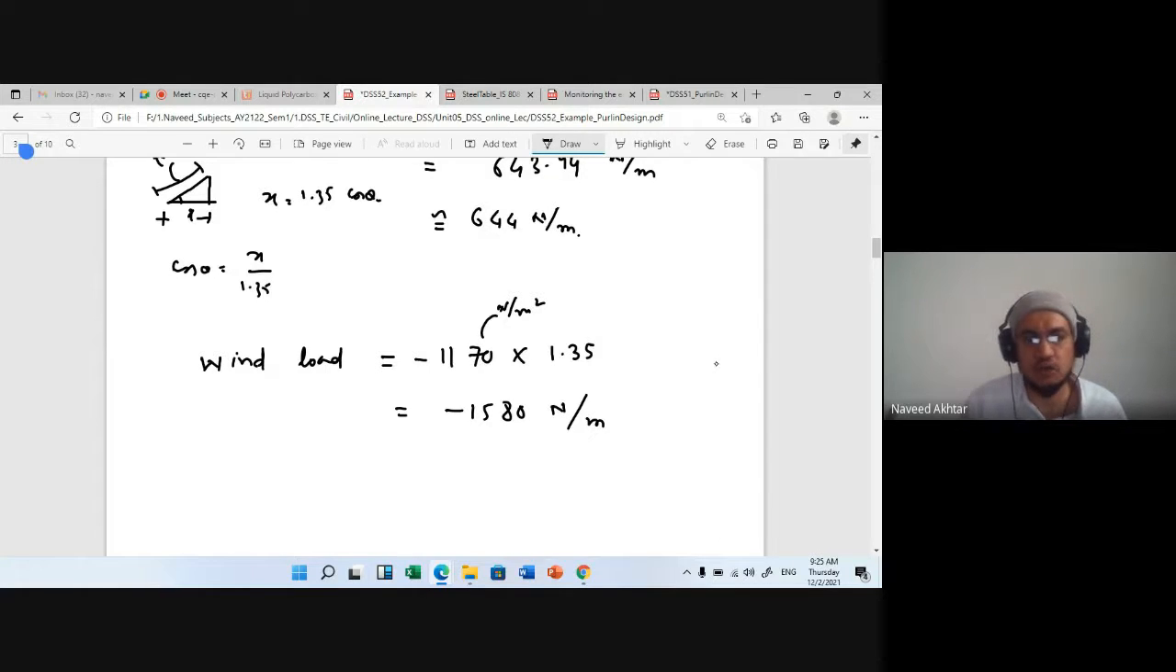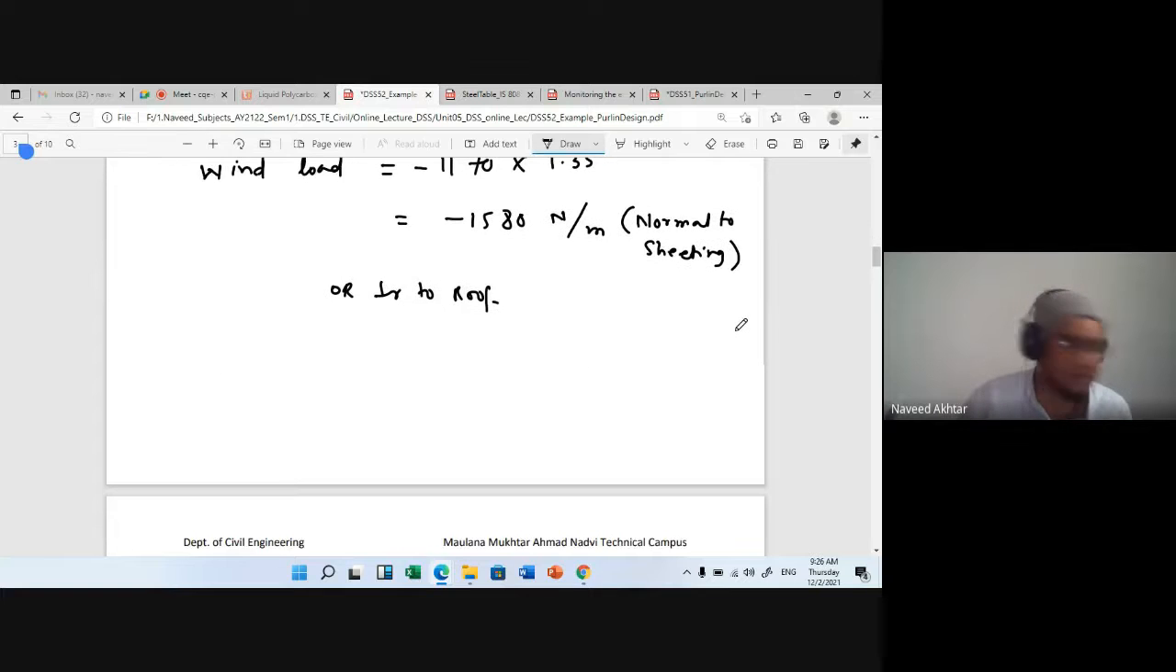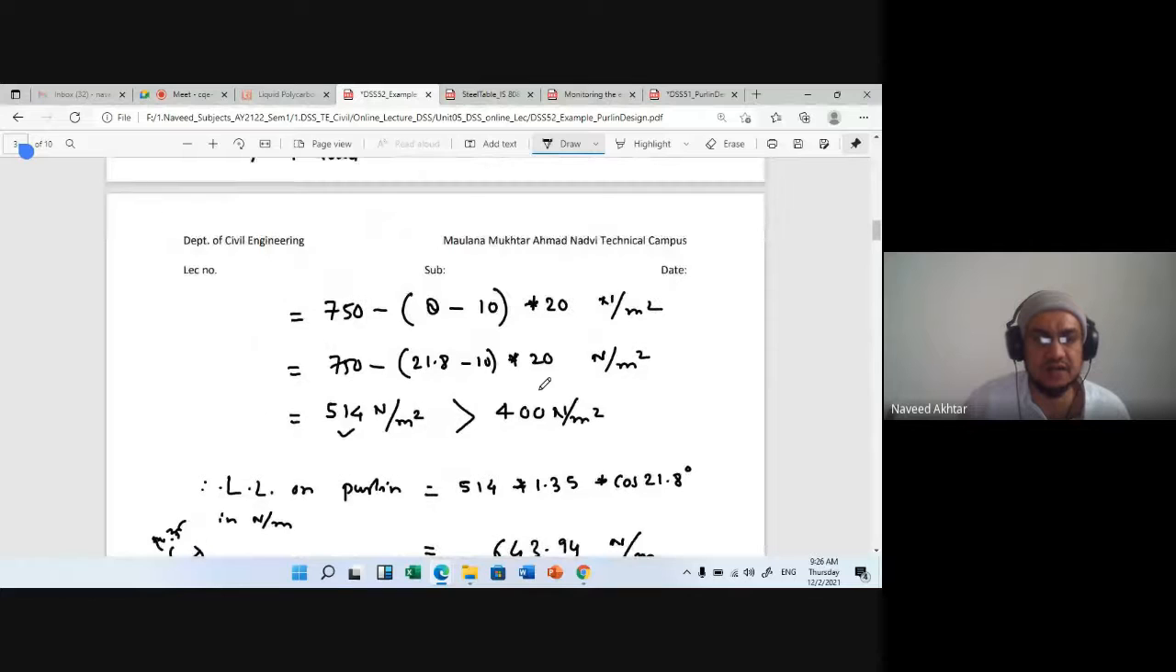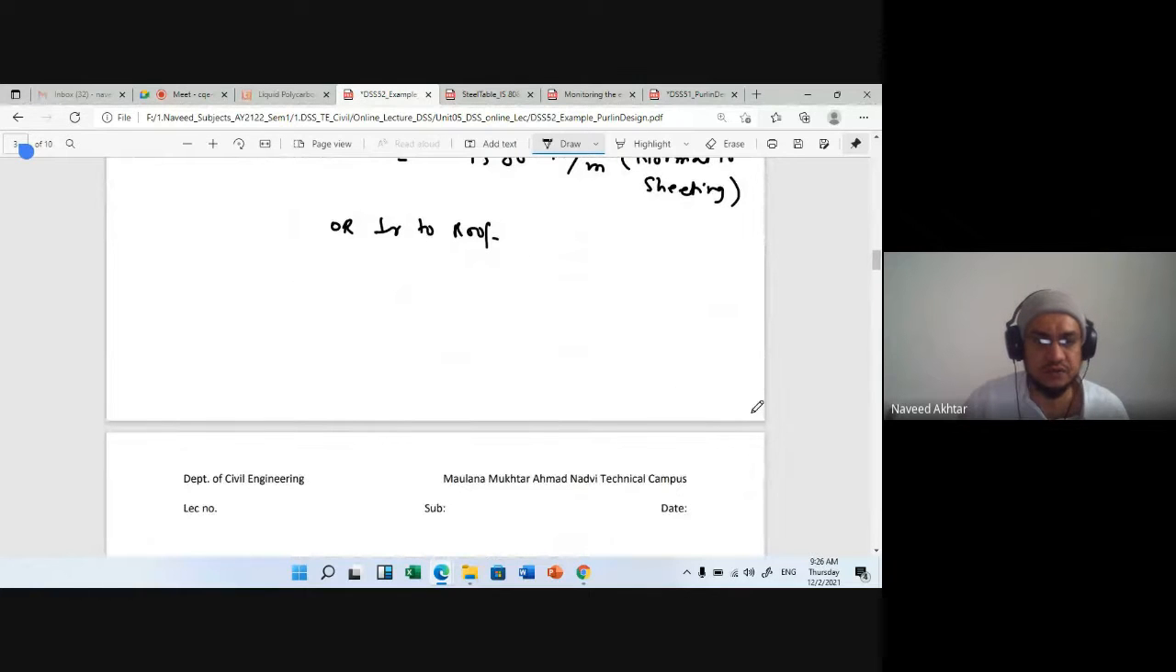And it is normal to the roof, perpendicular to the sheeting. So all the loads coming on the purlin we have calculated as UDL. So we have converted everything into UDL. Now this is the actual load on the purlin.